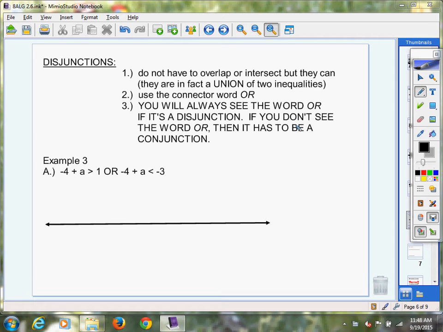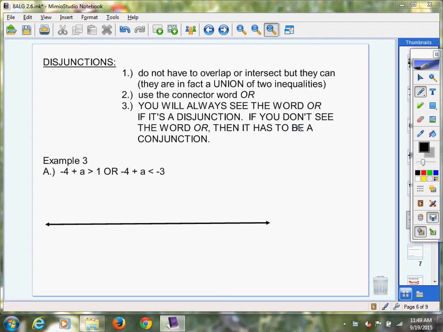We're going to talk about disjunctions, which is example 3. We just got done talking about conjunctions, the need for conjunctions to overlap, to be just a segment of a line, and we talked about that a little bit, so hopefully that was resonating with you. Disjunctions, I think, are the easier of the two. You don't have to have an overlap or an intersection. They're actually a union of these two inequalities. So if they happen to overlap, that's great, but they don't have to.